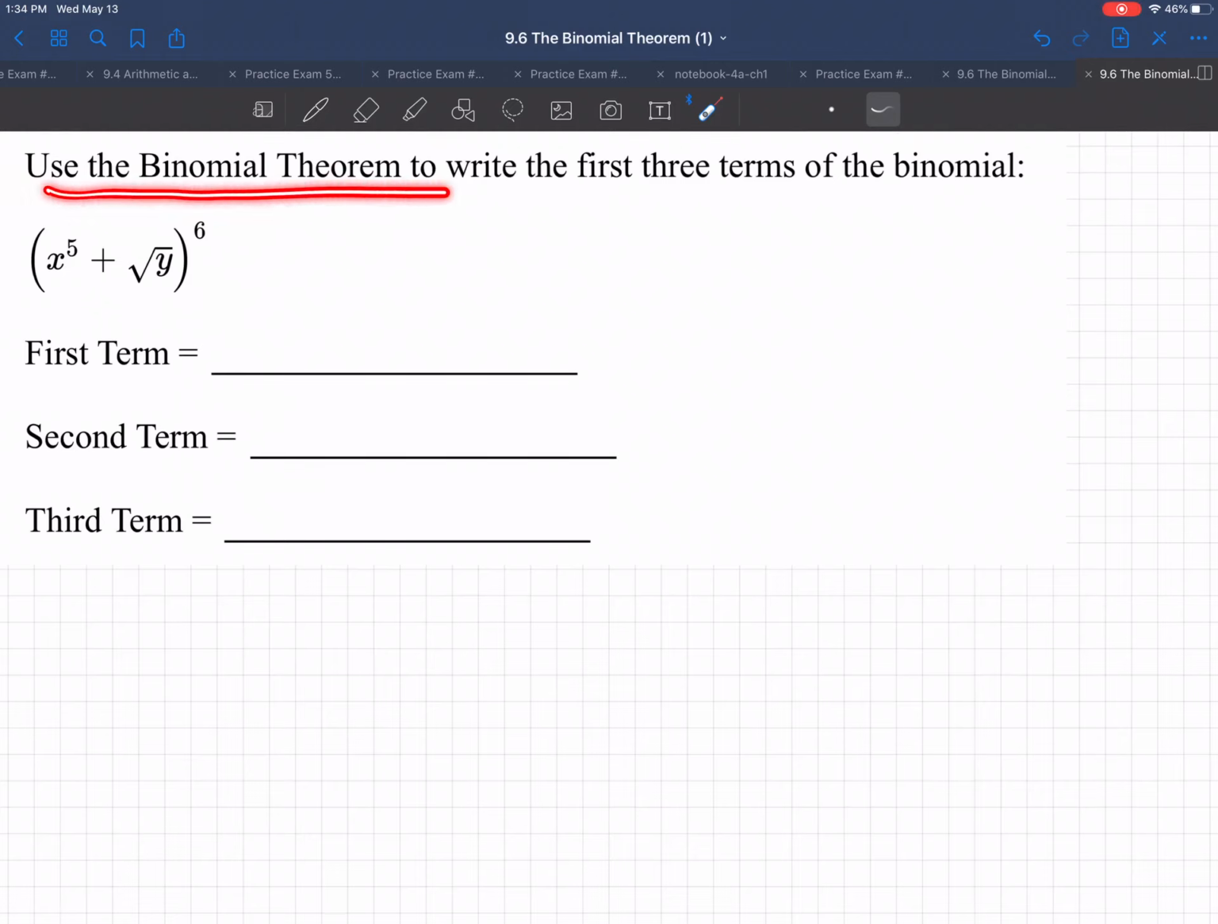Use the binomial theorem to write the first three terms of the binomial. Okay, so I'm going to start by making Pascal's triangle.